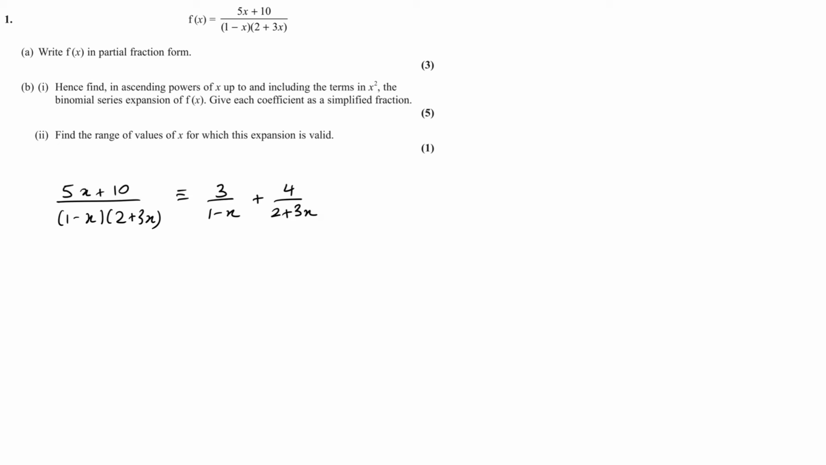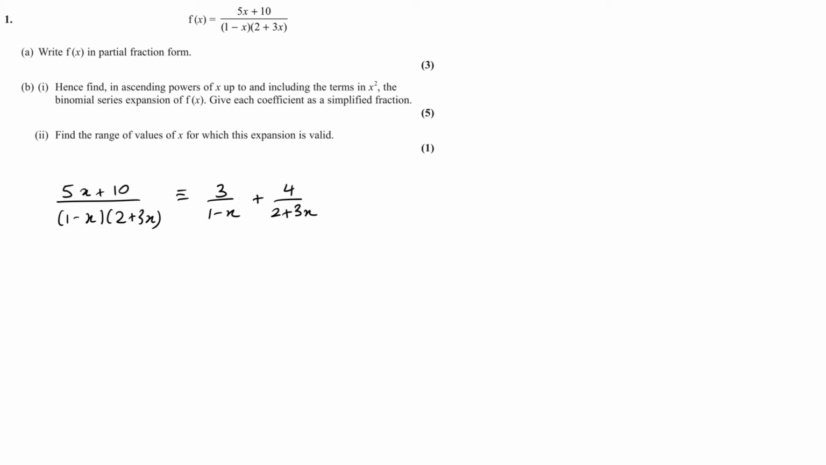Now, next step is to expand it up to x squared using the binomial series expansion. So, they could have asked that question right from the start and not put that bit in. You would have had to have put it into partial fractions. So just be aware of that.